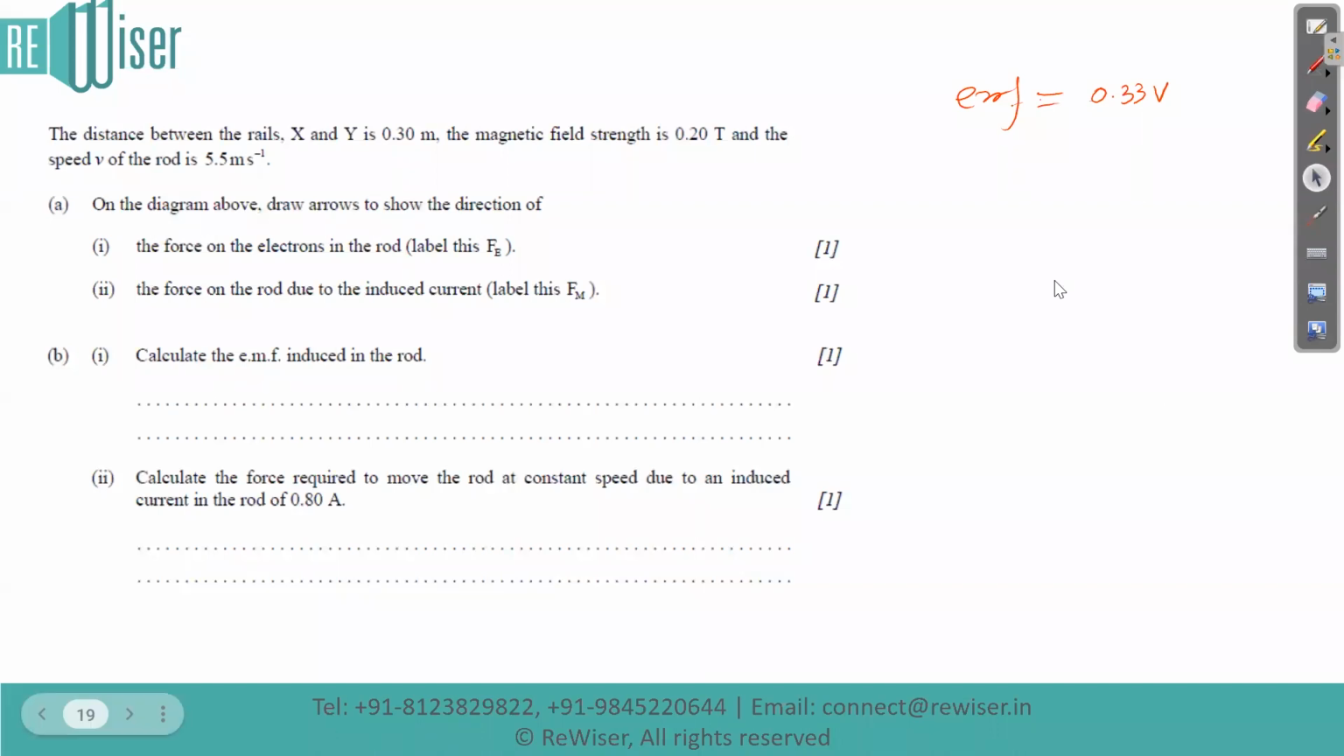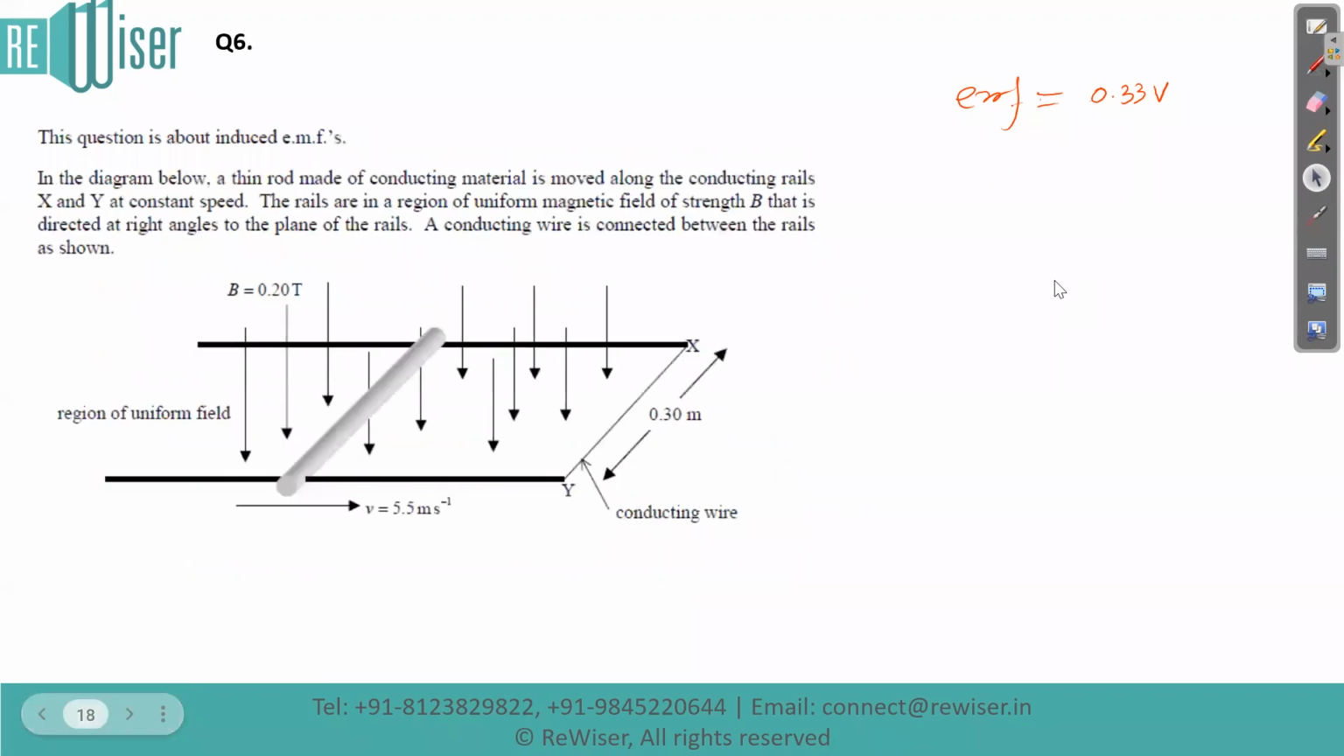Second question: calculate the force required to move the rod at constant speed due to an induced current in the rod. You see, a force is applied in this direction so that the rod is in equilibrium. Equilibrium means velocity can be either 0 or constant. They are asking us to find this Fm because of the flow of current.